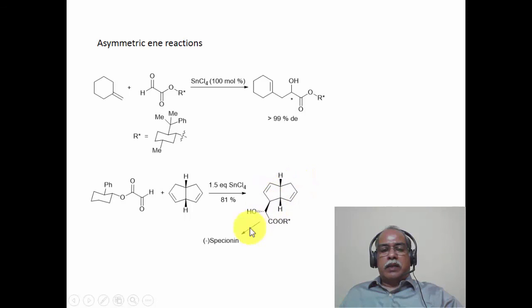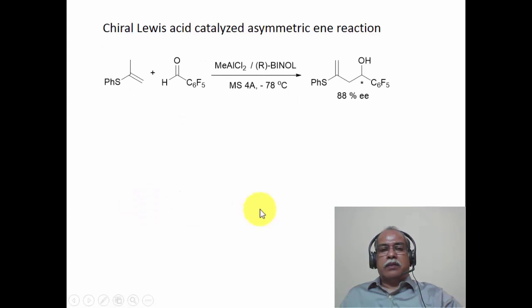This is a starting material for a natural product called specionin. So this is essentially stereoselectively synthesized by an asymmetric transformation by generating these two chiral centers simultaneously during the course of the reaction by taking a chiral auxiliary in this case.